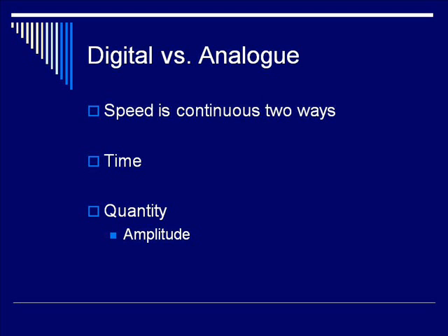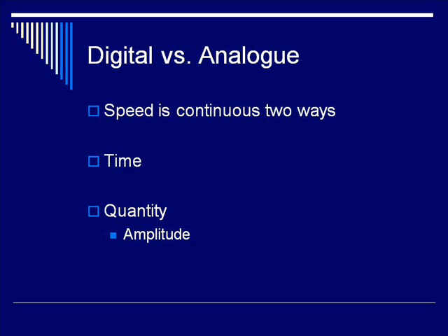Well, your digital speedometer wouldn't work like that. Your digital speedometer has to update at set times. It couldn't update at an infinitely small time. So it's discrete across time. And your digital speedometer is also discrete across quantity. It can be 20, it can be 21, but it can't be every fraction in between.